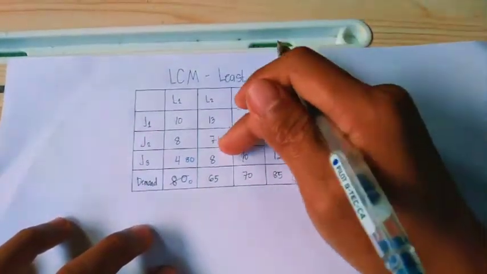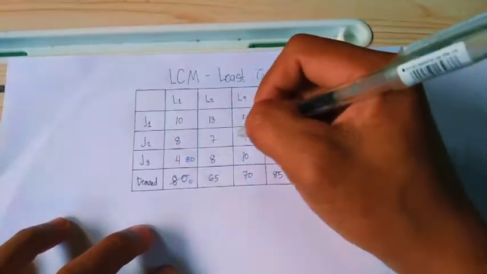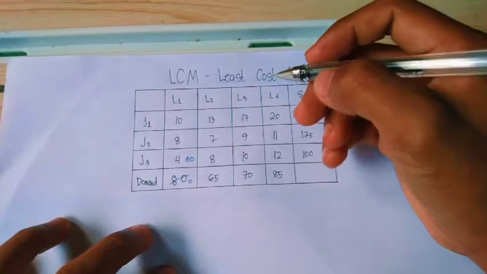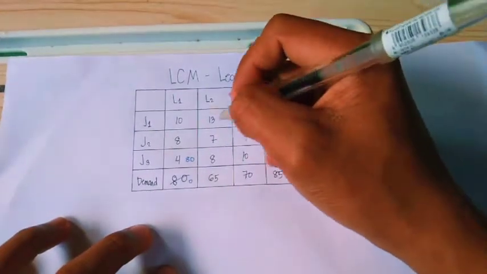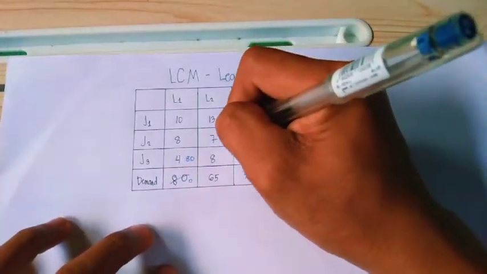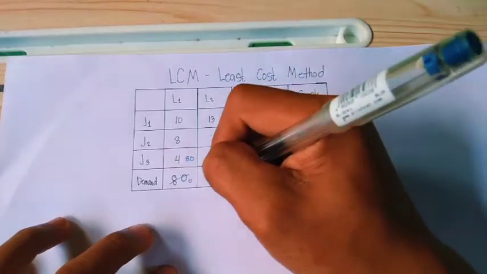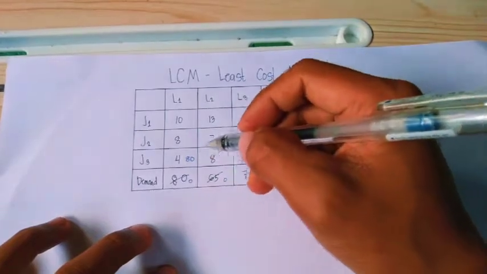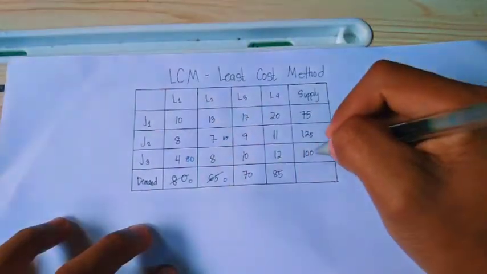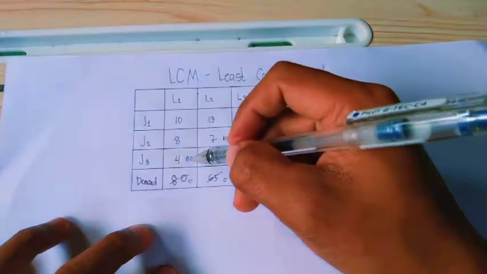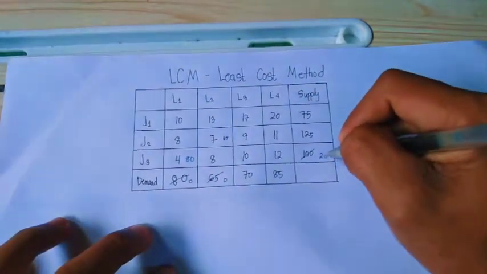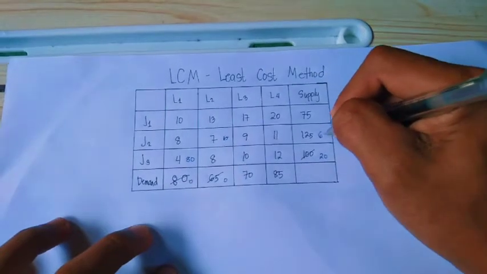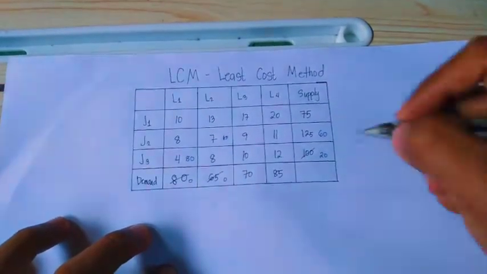Next, in the second column, the least value is 7. So we will put 65 here to satisfy the demand. So the demand now is 0. And when we add in these columns, we will subtract it here. So 80 minus 100 is 20. 65 minus 25 is 60.